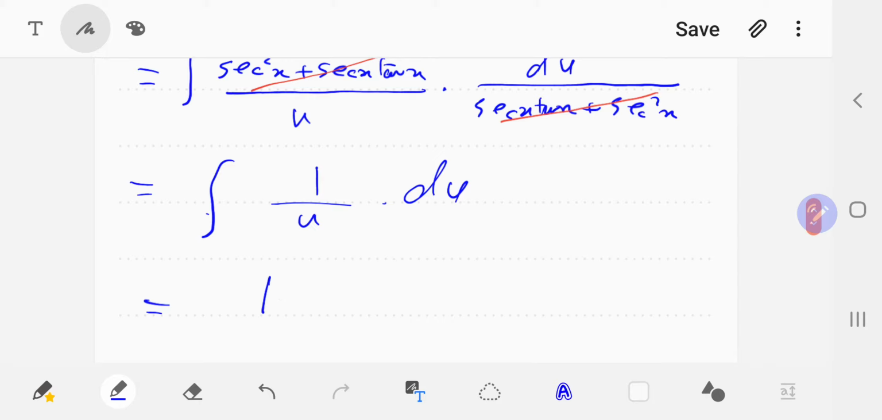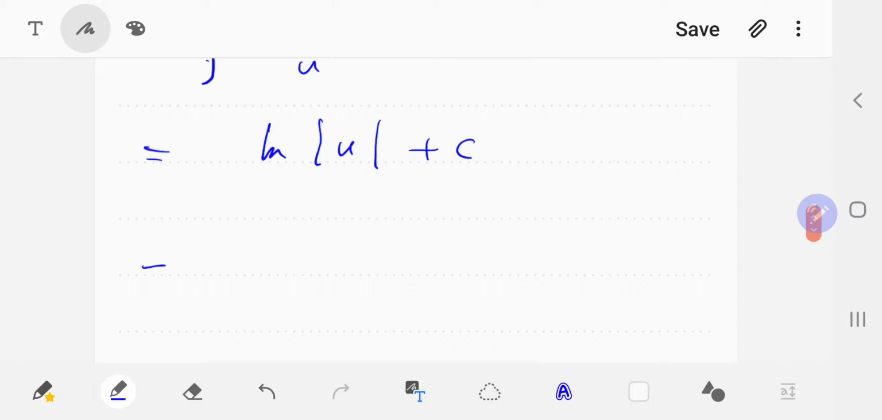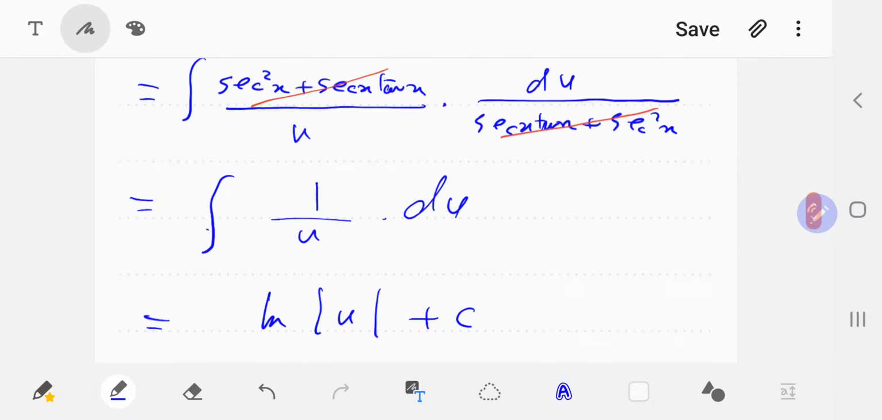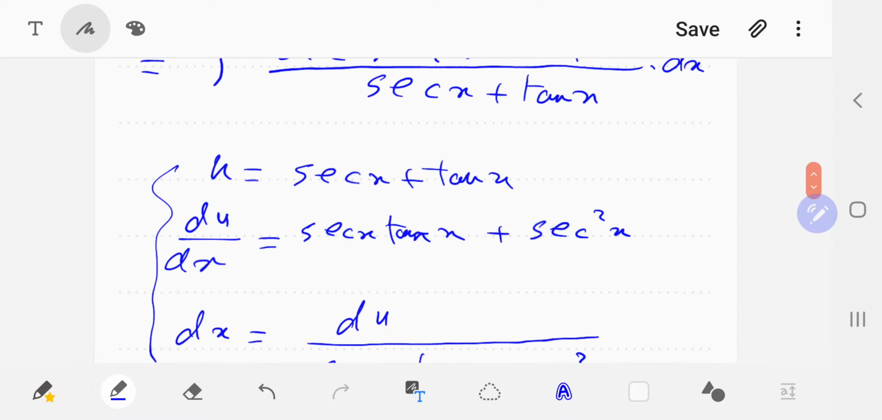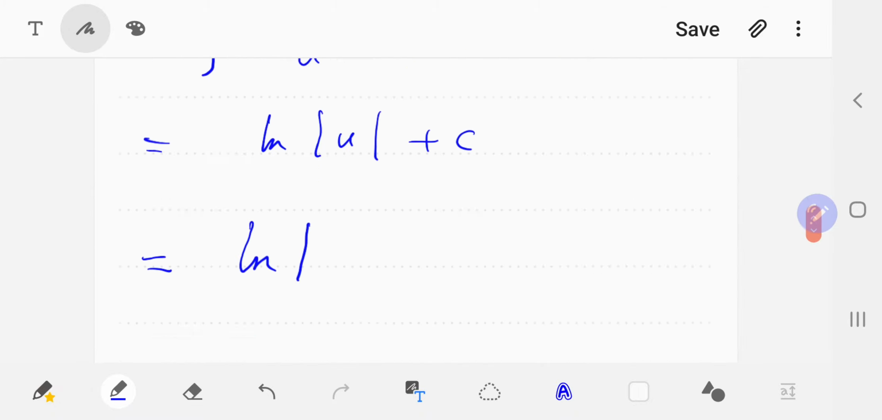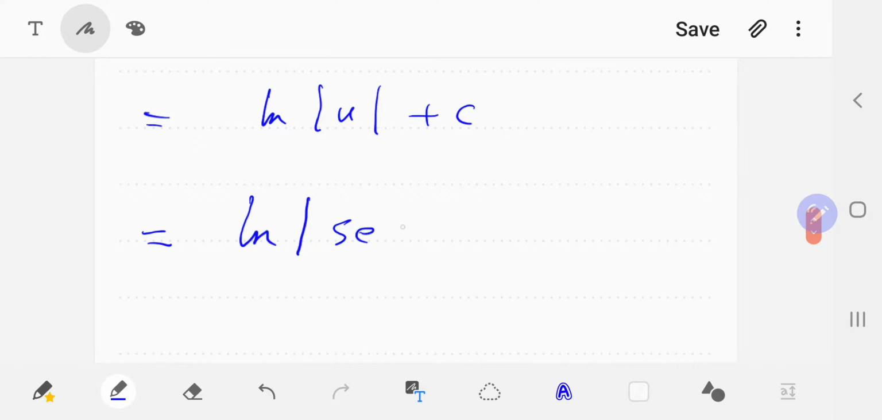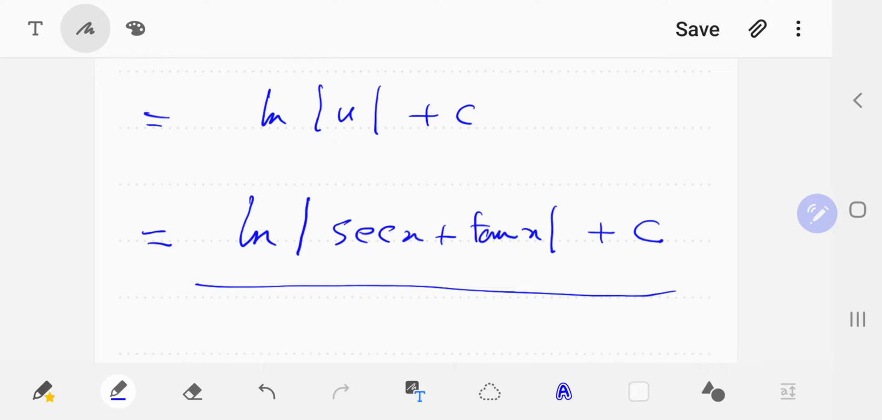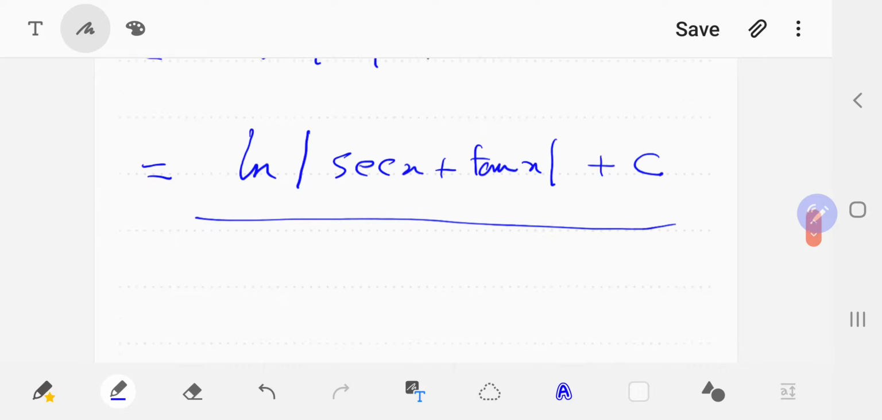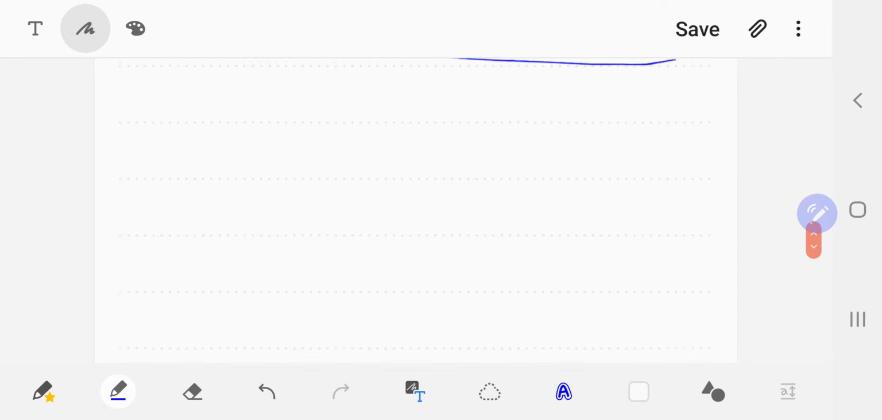Now integrate this. This is ln absolute value of u plus c, which means integration of secant is equal to integration of what was your assumption, secant plus tan. So integration of secant will be equal to ln absolute value of secant x plus tan x all plus c. Same thing can be done with cosecant and cotan. You can memorize these as rules if you want.